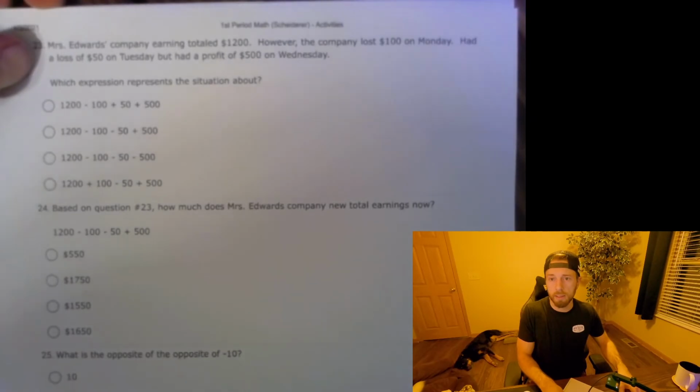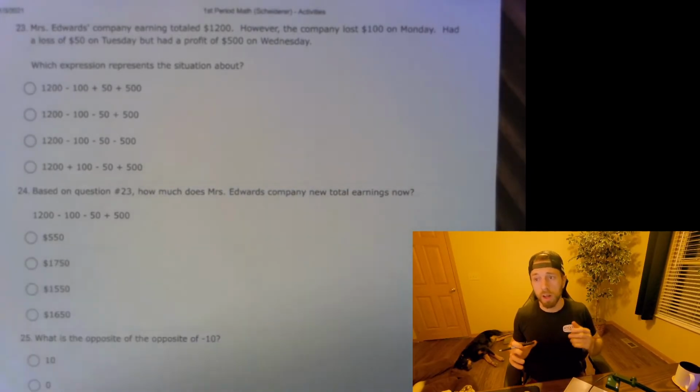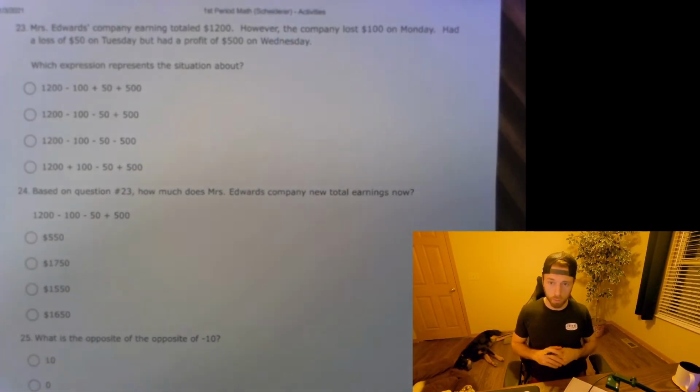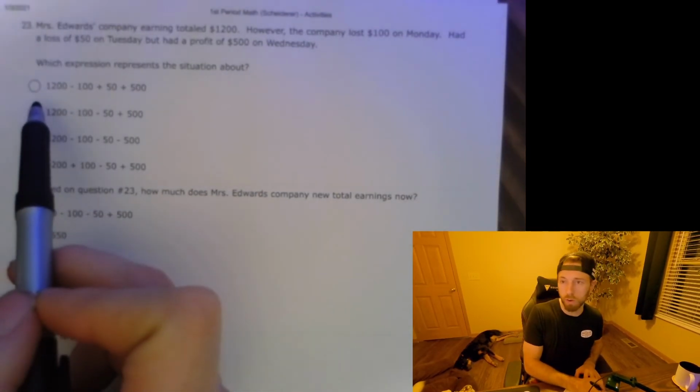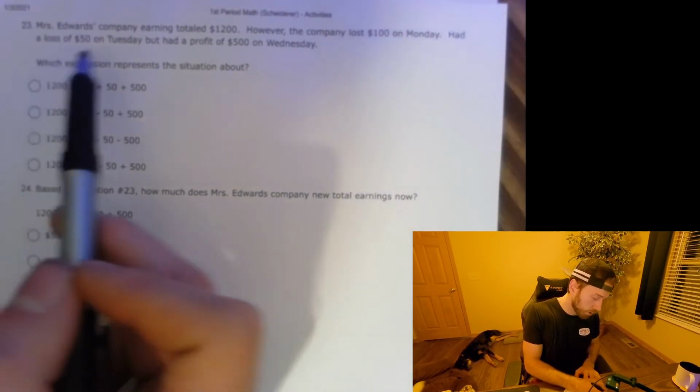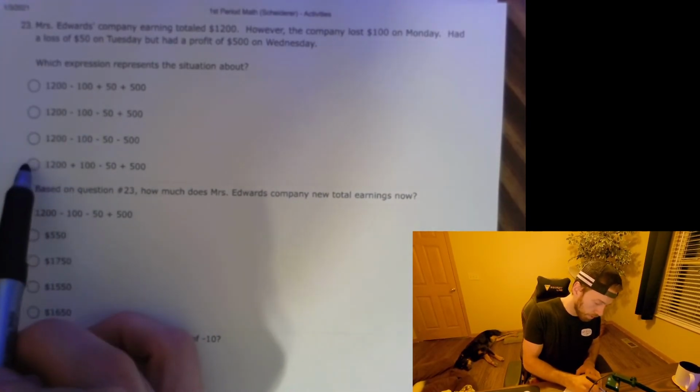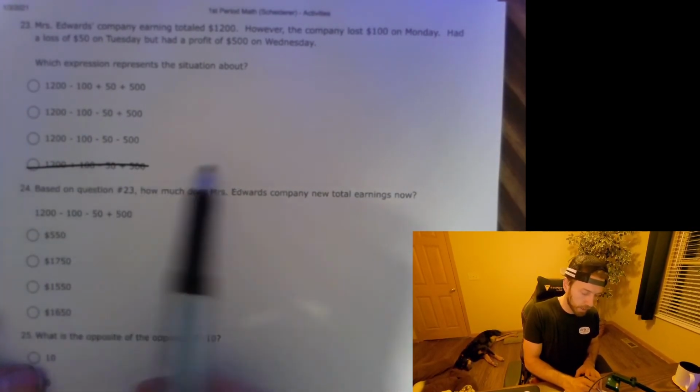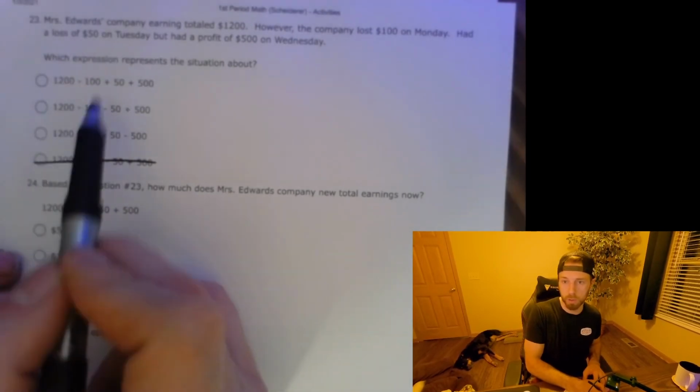The last three problems. Mrs. Edwards' company earning totaled $1,200. However, the company lost $100 on Monday, had a loss of $50 on Tuesday, but had a profit of $500 on Wednesday. Which expression represents the situation? So we're going to start with 1,200. We lost 100, so we're going to be subtracting 100. That's already, this one's not it, right? Because that's adding 100. We lost money, so we're gonna be subtracting it. So it's between these ones now.